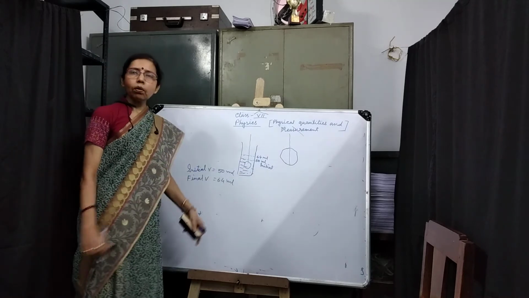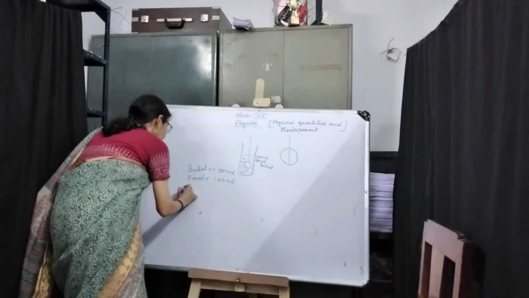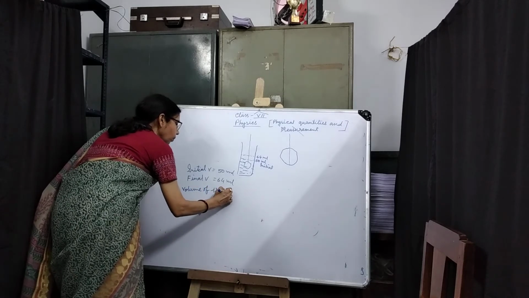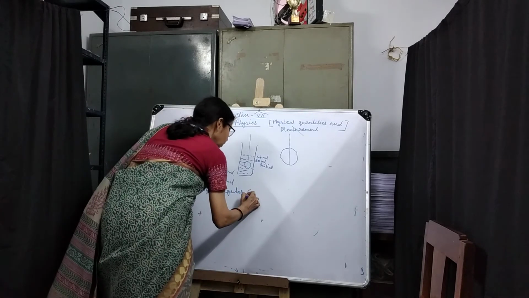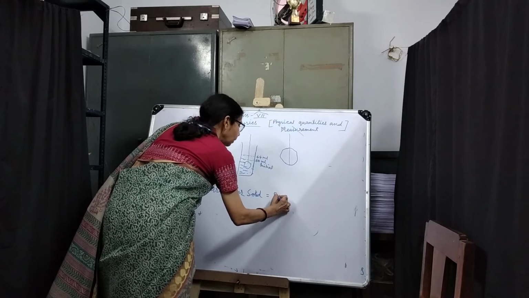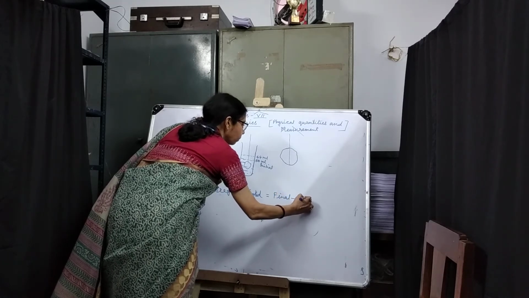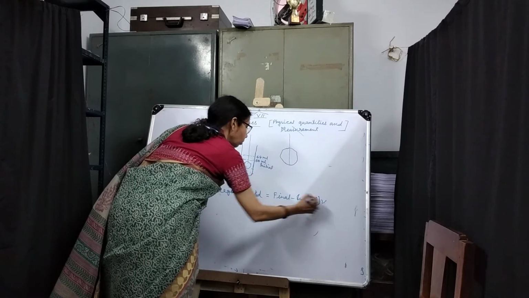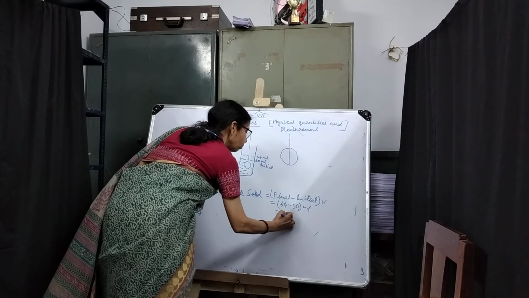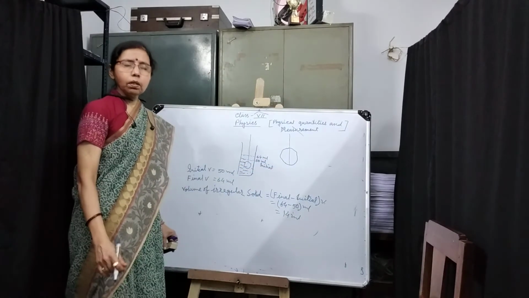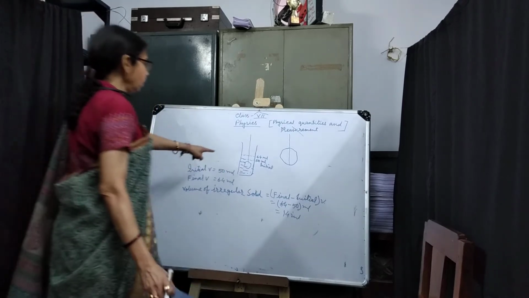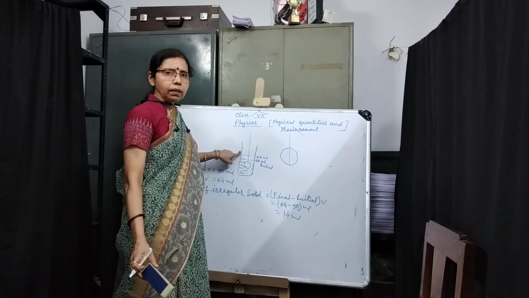So what is the volume of this solid? If we subtract, the volume of the irregular solid is equal to the final volume minus the initial volume. So we get 64 minus 50 ml, which is 14 ml. This is the volume of this irregular solid. So to measure an irregularly shaped object, we take the help of a measuring cylinder, by which we can measure the volume of that object.